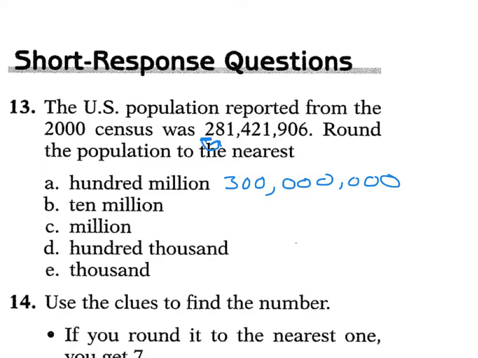For B, we need to round it to the nearest 10 million. So we're looking at the 1. Since 1 is less than 5, we leave it the same. So this would be 280 million. Then we change everything to zeros. Next, we're looking at the millions place. So this 4 tells us which way to round it. Since 4 is less than 5, everything to the left stays the same. So we have 281 million, and then we change everything after to zeros.